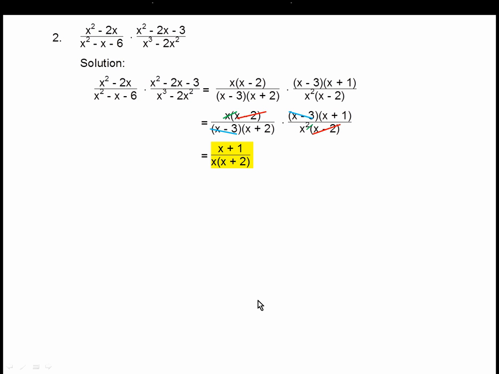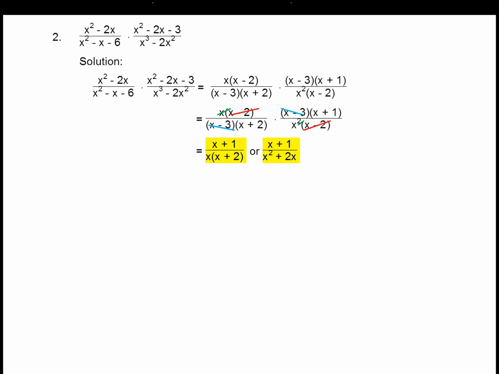Now, if you wish to distribute the x in the denominator and have x squared plus 2x, that's entirely your choice. Personally, after I do all the factoring, I really don't feel compelled to do the multiplication. There actually is a reason why we don't multiply stuff out after we have it factored. That reason will become apparent later on. So again, if you want to multiply out the denominator, your choice.